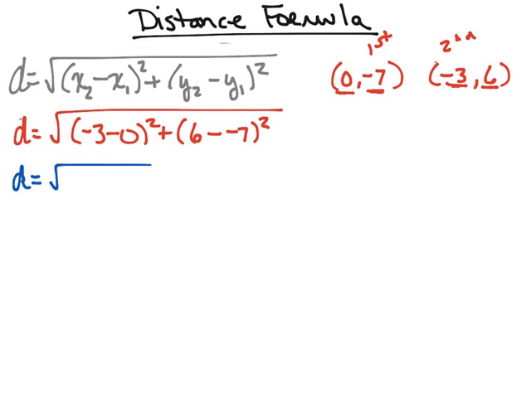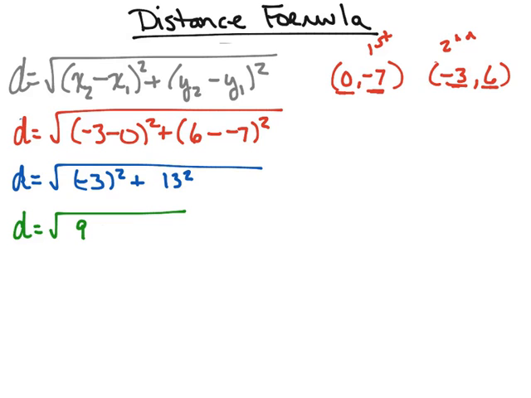Now we're going to start doing the math here. We're going to start by doing what's in the parentheses. So negative 3 minus 0 would be a negative 3. Now I'm going to do 6 minus a negative 7. 6 minus a negative 7 is 13. Now I can move on to the next step, and that's to square both of these numbers. So we're going to square negative 3. Negative 3 times a negative 3 is going to be a positive 9. And if I square the 13, 13 times 13 is 169.